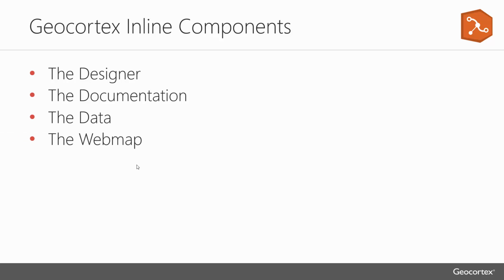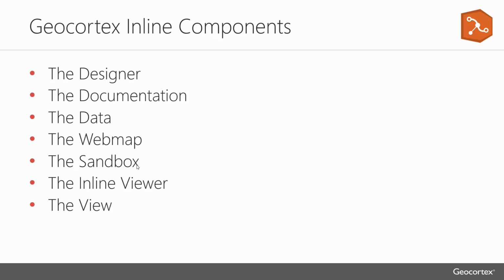The web map. Inline uses a web map from your corporate ArcGIS Online account or your enterprise portal. The sandbox. There's a sandbox that is hosted in the Geocortex cloud environment that allows you to preview your work as you proceed. The Inline viewer is the part of the application that you can embed in a web viewer of your choice. And the view, the Inline views are a collection of bands and charts that present your data to your users.